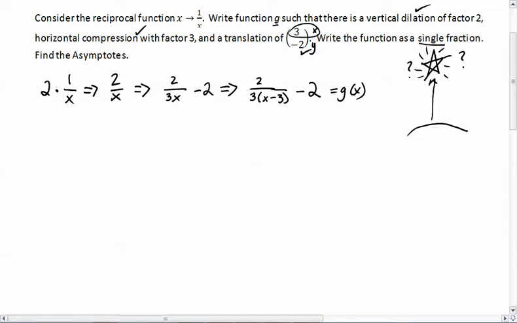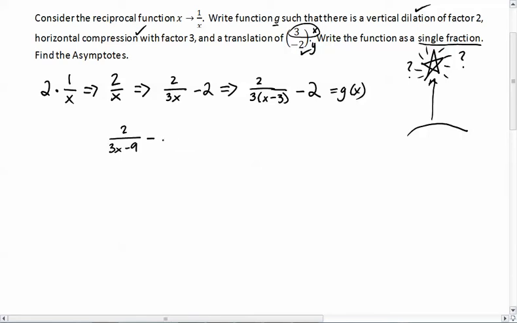Now it asks for it as a single fraction. So now what we need to do is find a common denominator so that we can put these two pieces together as a single fraction. So we're going to go 2 over 3x minus 9. So I just distributed the 3. You don't have to do that, but I find it a little bit easier.